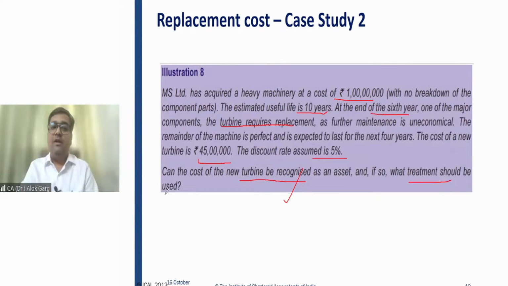What sort of accounting treatment will you do? How will you arrive at the derecognized part of the turbine? How will you replace that part? Because in the beginning, only 1 crore of value is given, which is for the entire machinery. There is no separate value of the turbine, but the discount rate is given in the question, right? So this is what is given in the question.